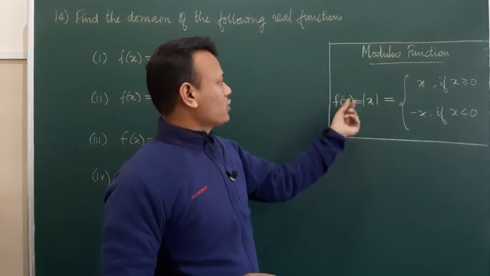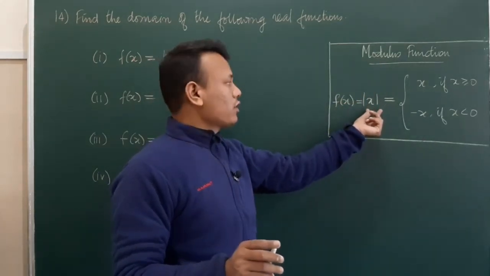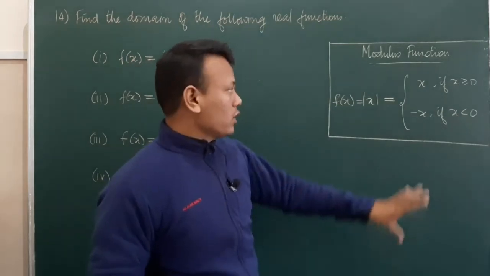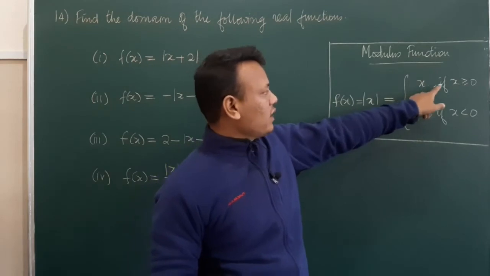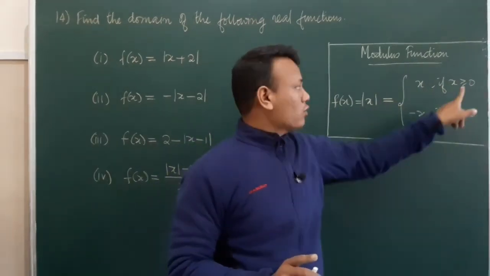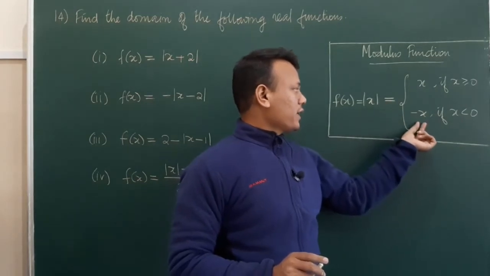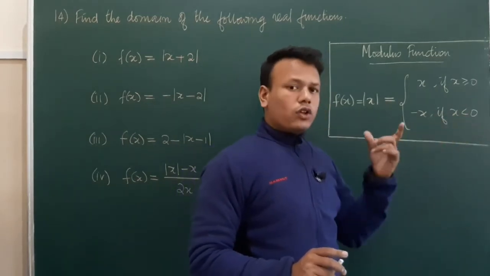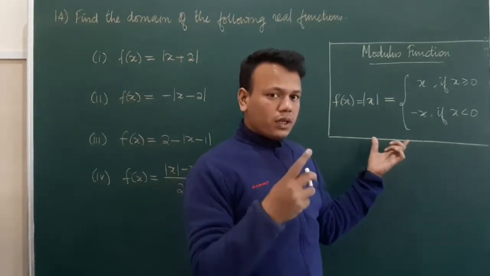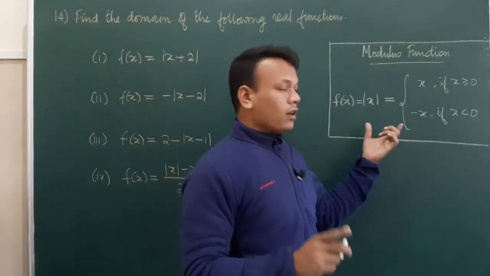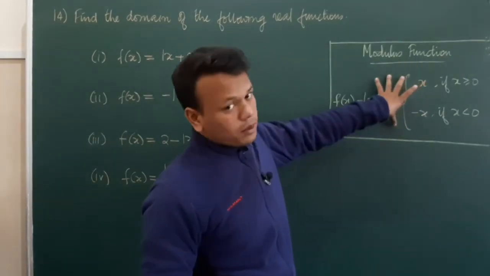So any modulus function f(x) equals mod x can be split. It can be written as a split function. So mod x will be x if x is a positive number or equal to 0, and it can be written as minus x if x is less than 0. You need to remember this, because this very same thing is going to be repeated again and again in your class 12 first chapter in calculus. So you need to remember this.